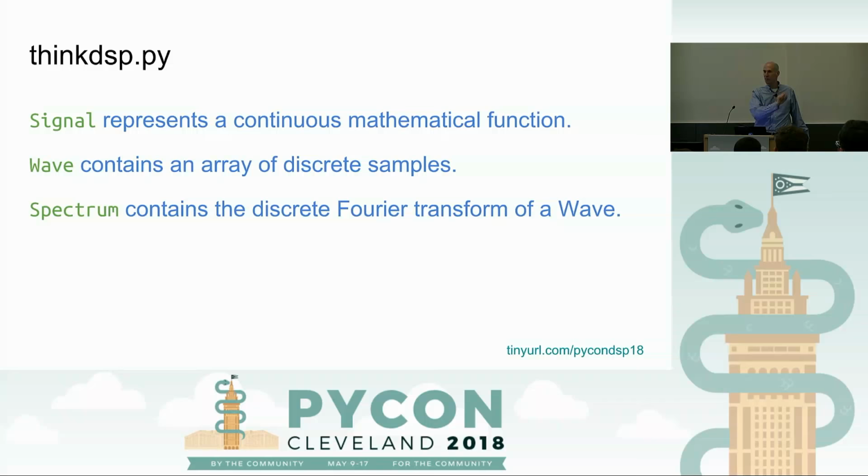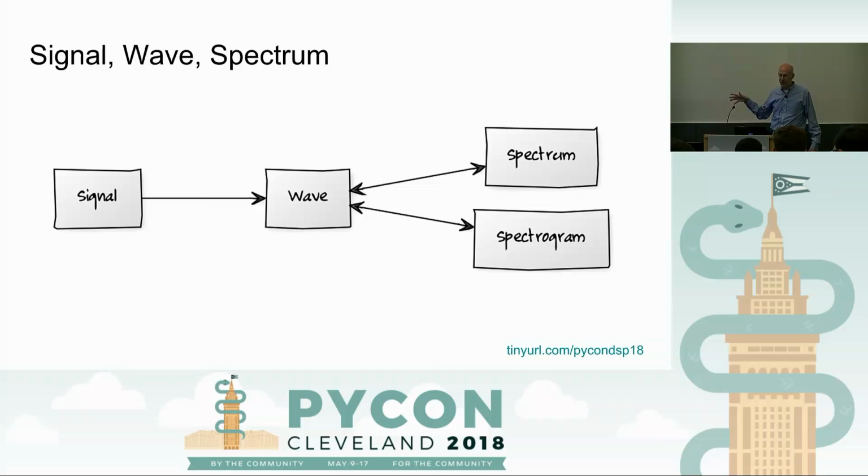And we're going to go back and forth between a wave and its spectrum. The spectrum is the Fourier transform of the wave. If you don't know what that is, you will in just a second. Here's the relationship. These are all the classes we're going to use today. Given a signal, which is continuous, I can sample it and get a wave. So the wave is a discrete sequence of samples. Given a wave, I can compute its spectrum. And given a spectrum, I can go back and compute the corresponding wave. We'll also, in a couple of minutes, get to the other piece up there, which is the spectrogram. But this is it. These are the only classes we're going to use today.